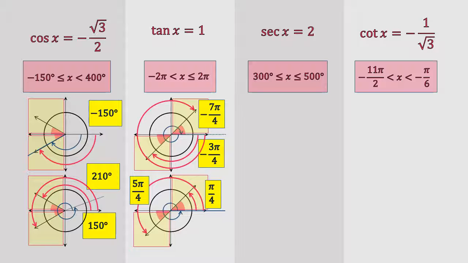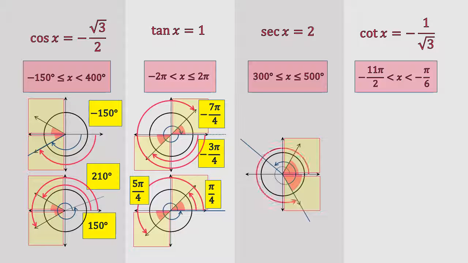As for the third problem, 2 happens to be the secant of 60 degrees, the base angle which we shall exploit shortly. Visualizing the range of angles from 300 degrees to 500 degrees inclusive of 300 degrees and 500 degrees, and keeping to the first and fourth quadrants where cosine is positive and therefore secant is positive as well, we construct the base angles 60 degrees. The required solutions are 300 degrees and 420 degrees.